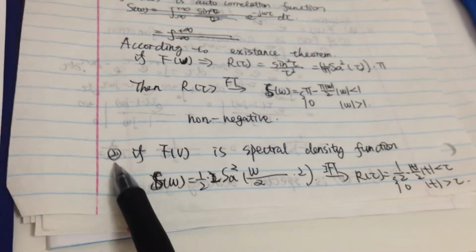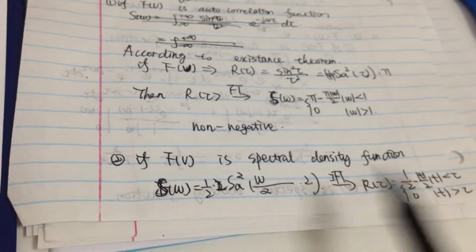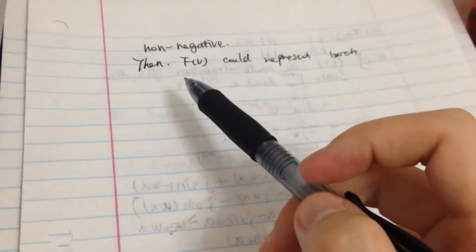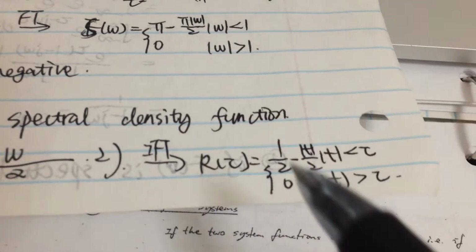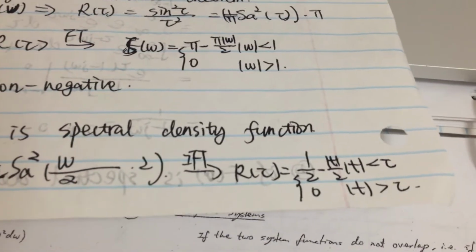So here, if this is a spectral density function, we could get the autocorrelation function. The autocorrelation function is this one. So obviously this is non-negative. So f could represent both.